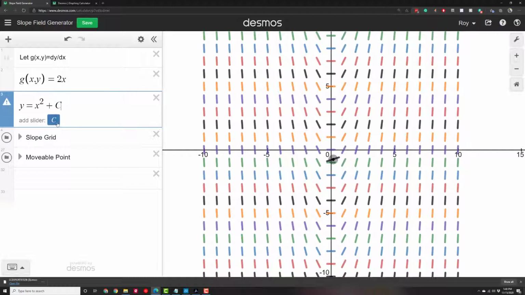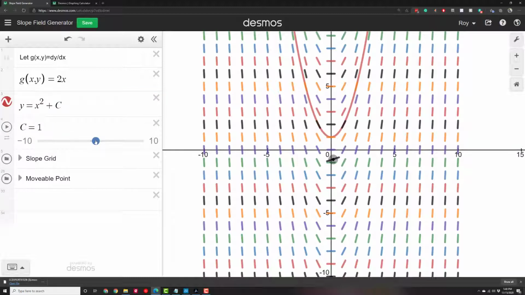And that value of c, I'm just going to add a slider here, you'll be able to see that that value of c, notice it's lining up with this slope field very nicely, right? So the slope field just gives us a visual of all of the derivatives at any given moment for the function we're dealing with. You can also do stuff like this.